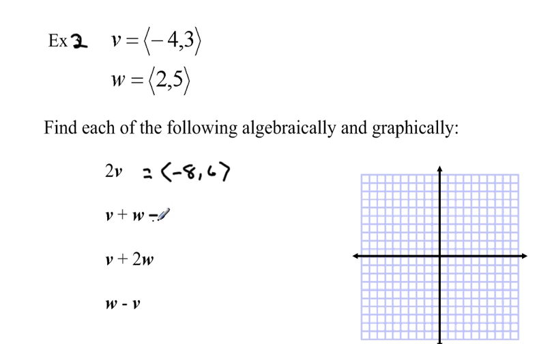V plus w means let's add these component parts. So let's add the x's first. If we add those, we get negative 2. Let's add the y's. If we do that, we get 8. That's it. There's your entire vector.